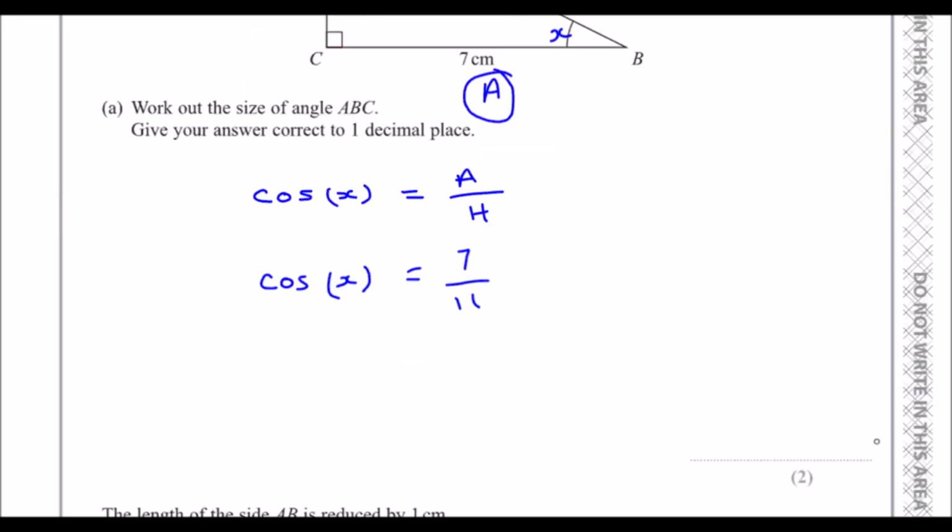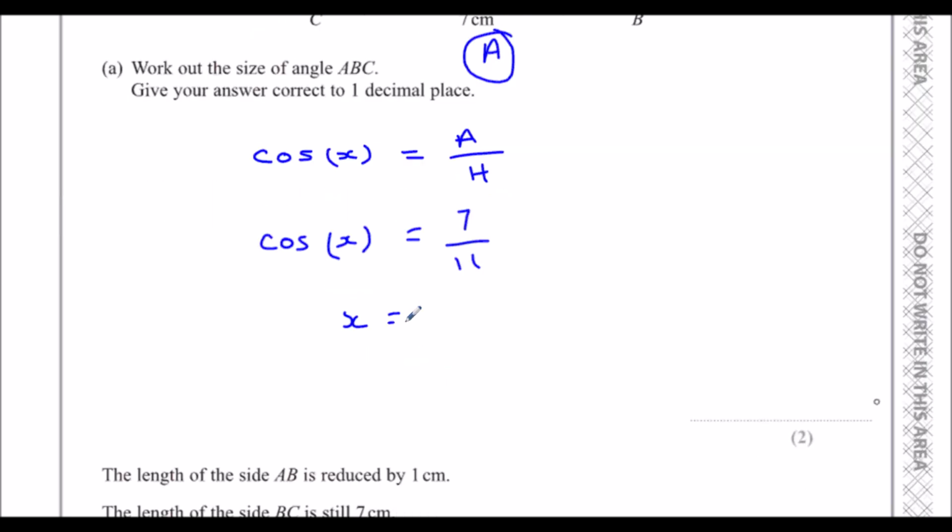And to get cos away from x, we arc cos, shift cos. So cos to the minus 1, 7 over 11. Type it into the calculator. And we get 50.4788 and so on, to one decimal place, 50.5 degrees.